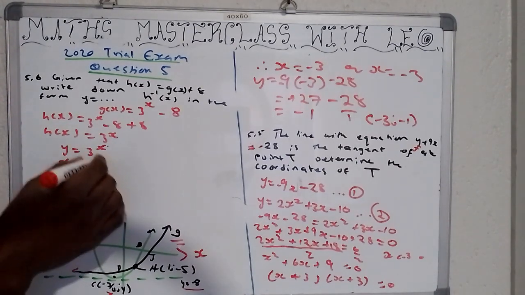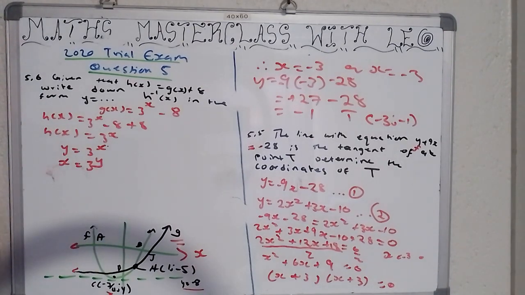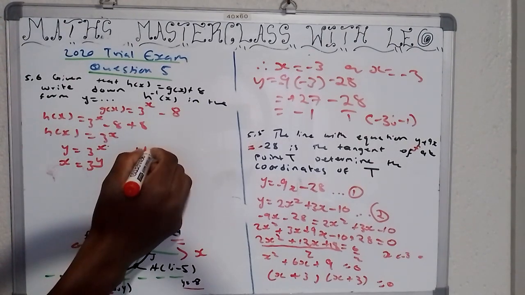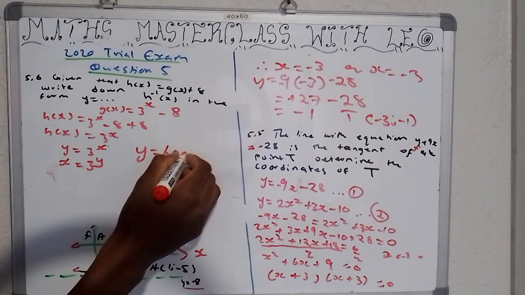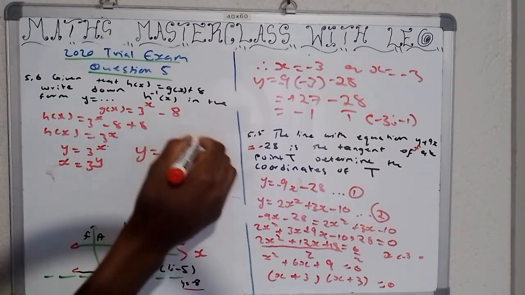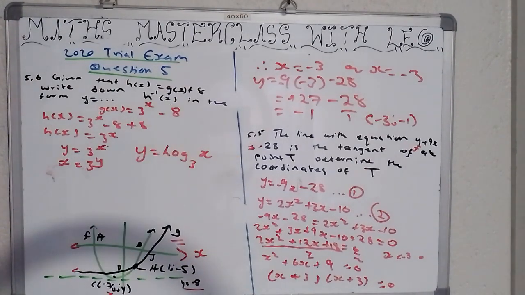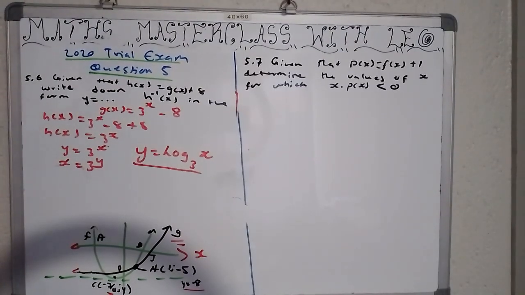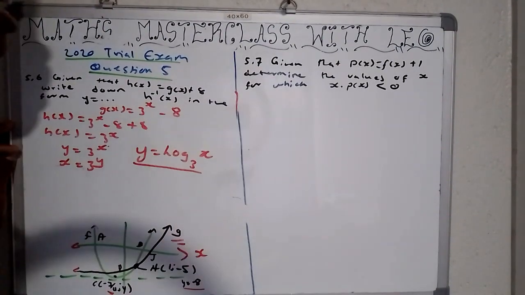Okay, now remember this is log. What is this log? It is just y is equal to log base 3 of x. There. This is our inverse. This is what they wanted us to do. Let's check the last question, which is 5.7. Okay, this is the last question.